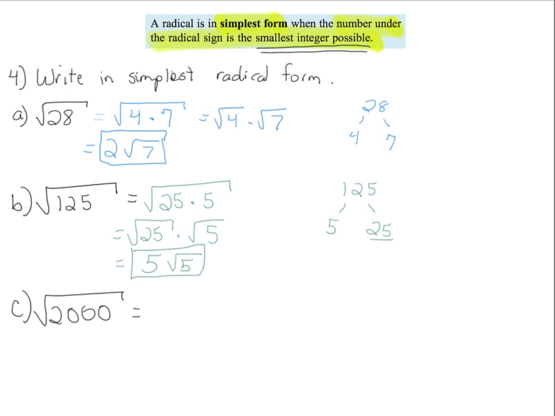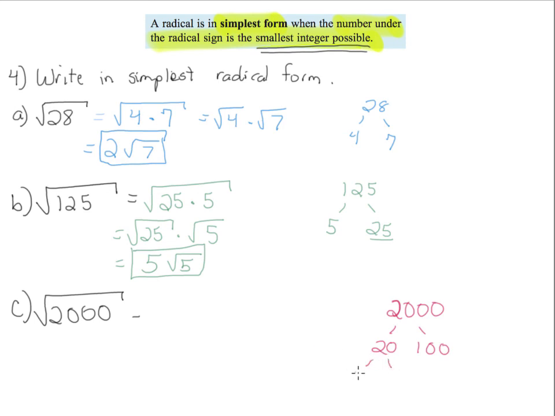All right, let's not be afraid of big numbers. Let's say I want to take the square root of 2,000. So I'm going to ask myself, what numbers multiply together to equal 2,000? Well, 2 times 1,000, or I could say 20 times 100, whichever way you want to look at it.